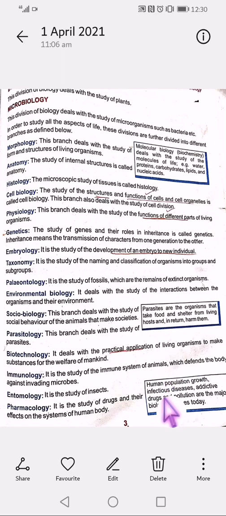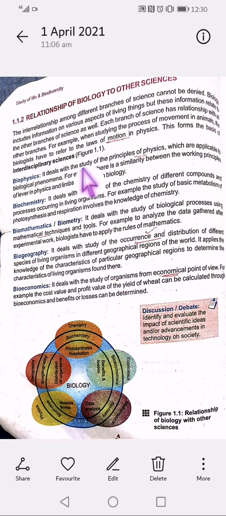Okay, next is the topic relationship of biology to other sciences: how biology is interacting with other fields of science like physics, maths, chemistry, geography, economics. That is very simple. As you can see in the diagram below, biology is the major science which we are studying right now, and it is connected to multiple sciences.